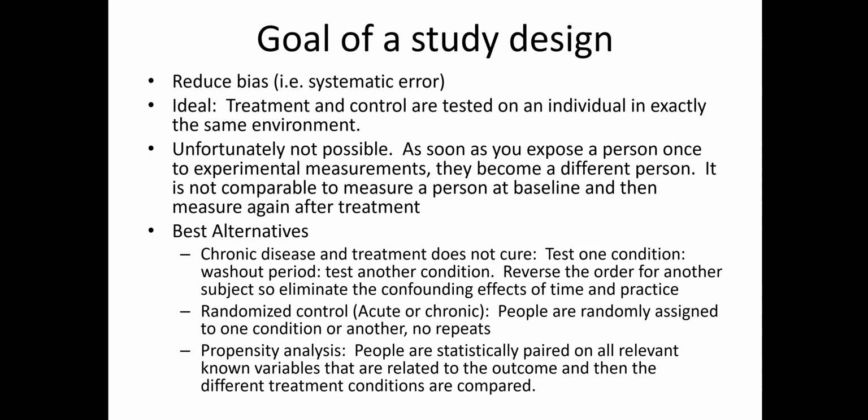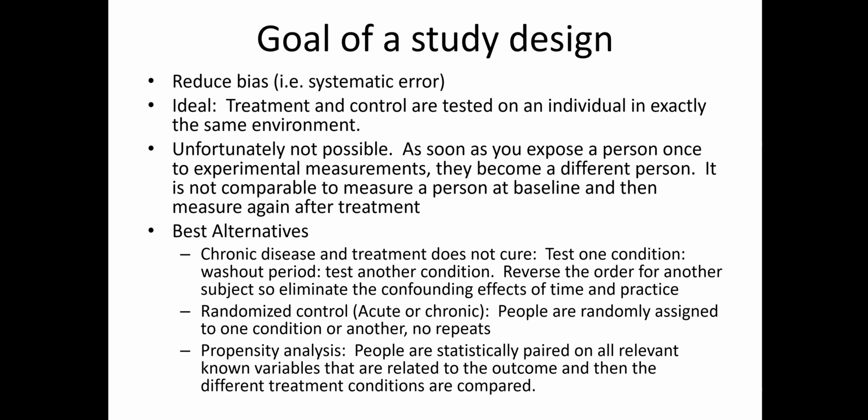So what are the alternatives? How do we design a study so that it's not biased? Well, if the person has a chronic disease and the treatment does not cure them, you test one condition, have a washout period, test another condition, and then for another group of people, you reverse the order where they're tested on treatment 2 and then tested on treatment 1. So you balance the confounding effects of time and practice.